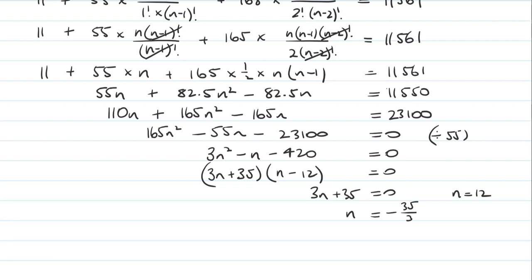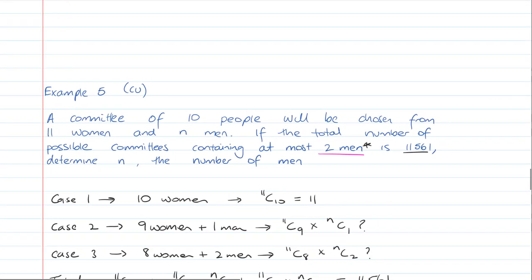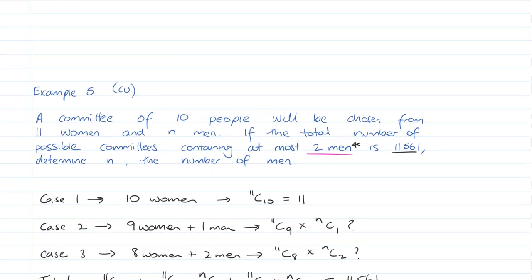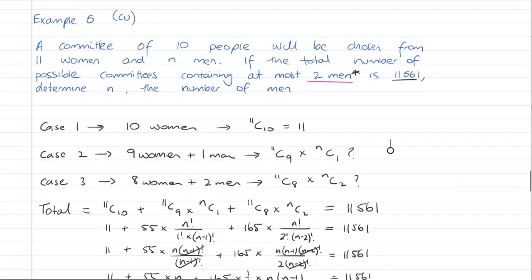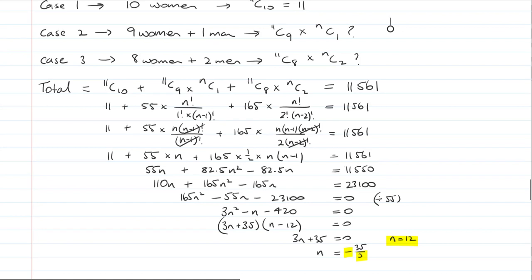Now, obviously, n can't be negative, and it also can't be a fraction because it's a whole number of men that are selected for this committee. So n equals 12 is a much more reasonable answer. I go up here and have a look. At most 2 men, n has to be positive, n has to be a whole number, so 12 is the answer. So that's a pretty complex question, but it can be done just through a process of setting up the cases, setting up the equation, and then solving with the knowledge you have from that basic combination form. All the best.